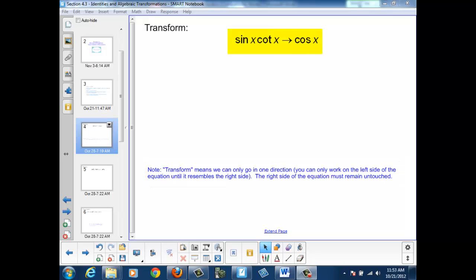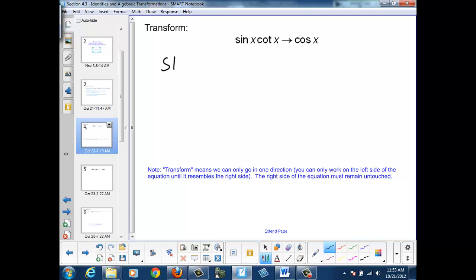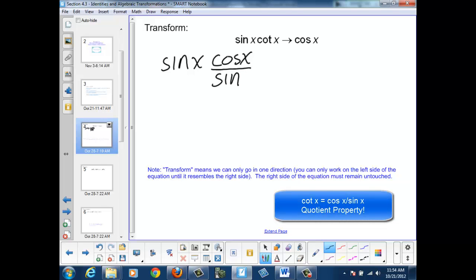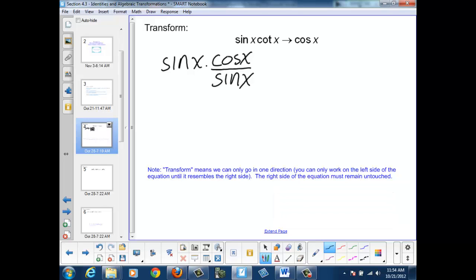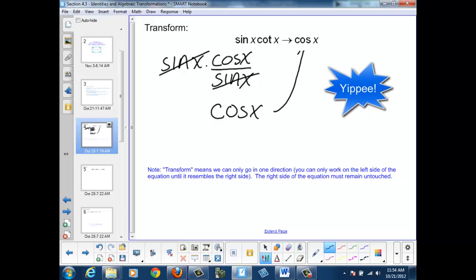Here's an example. Transform sine x times cotangent x into cosine x. We'll be using the identities we learned about in the last section to aid us in this transformation. So the first thing I'm going to do is take that sine x cotangent x and rewrite cotangent x as cosine x over sine x, because that's one of our quotient properties. Now with my multiplication, I'm allowed to cancel out my sine x's and I'm left with cosine x, which matches my goal.